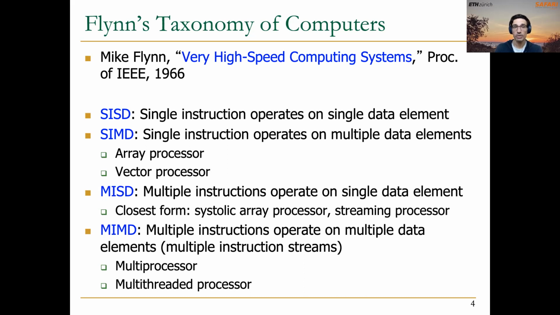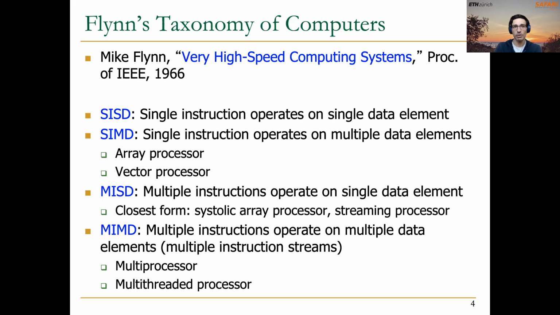The third type are MISD, multiple instructions operate on a single data element. The closest form of processor that we can find to MISD is the systolic arrays. We will briefly mention systolic arrays as well in today's lecture. And finally, MIMD, multiple instructions operate on multiple data elements. We have multiple instruction streams as we can have in multiprocessors or multi-thread processors.